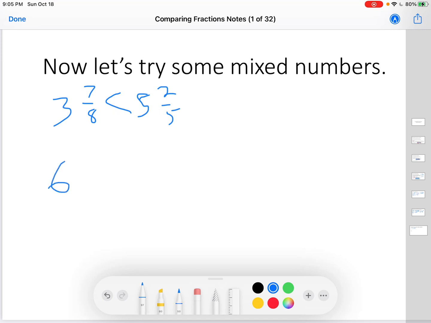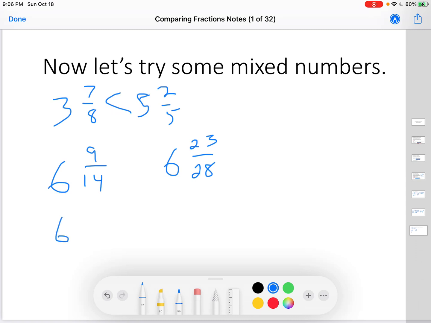6 and 9/14 and 6. Notice 6 is the same as 6. And 6 and 23/28. Okay. Now, what's our common denominator? Well, it'll be 28 because 14 times 2 is 28.